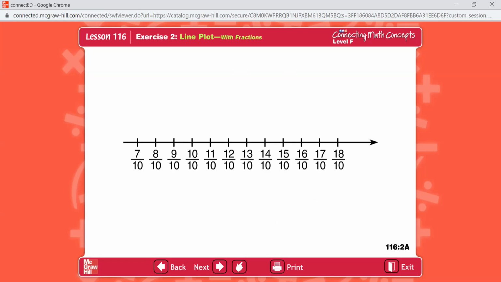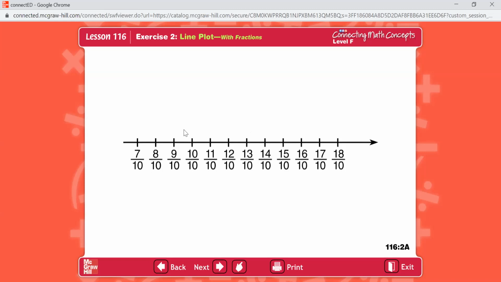The fractions tell the lengths of the moths that Bernie collected. The unit name is inches. Write inches as the unit name. So write it right here. Fact A, Bernie collected 3 moths that were 10/10 inches long.